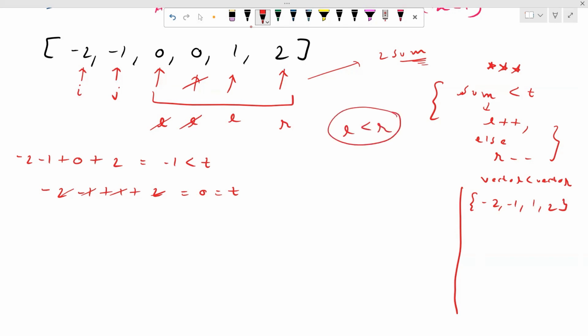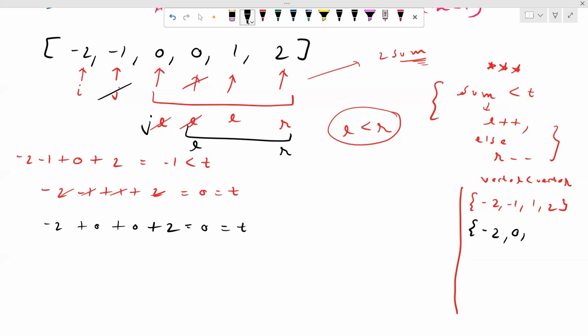So now we'll try to increment our j value by fixing the initial value of the i, right? So now our j pointer will be pointing to this, and our left pointer will be pointing to this, and the right pointer pointing to the right end of the array, right? So we'll check the sum again: -2 plus 0 plus 0 plus 2. This is again equal to 0. So we'll directly add this also to our answer, which will be -2, 0, 0, and 2, right?